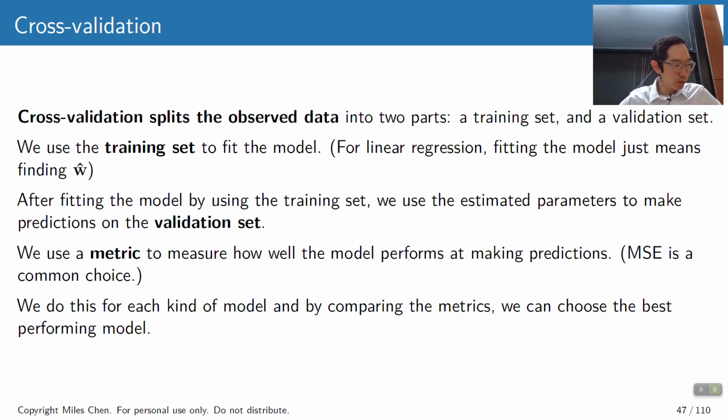So what we do in cross-validation is we take our observed data and we split it into two parts, a training set and a validation set.